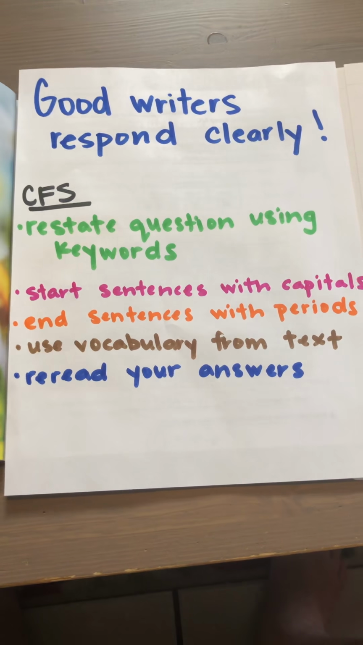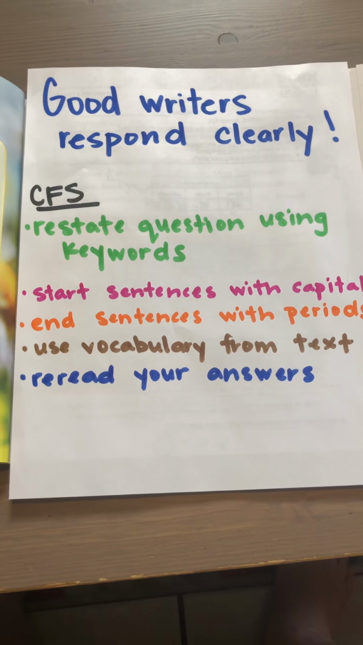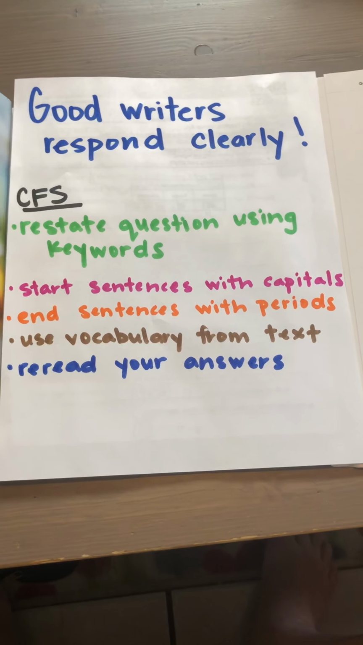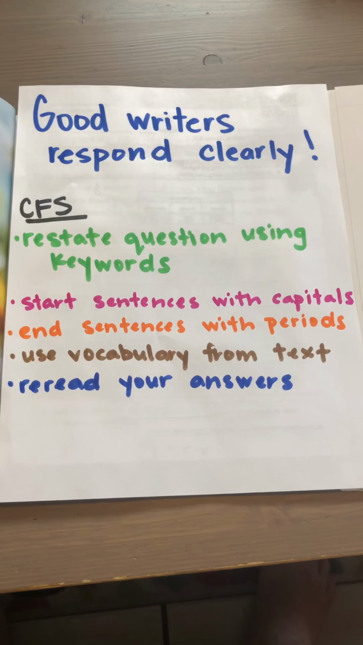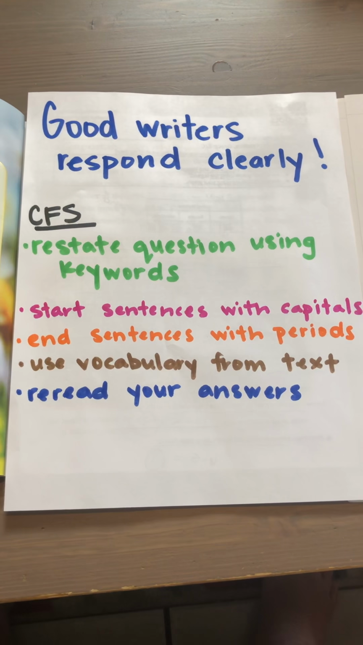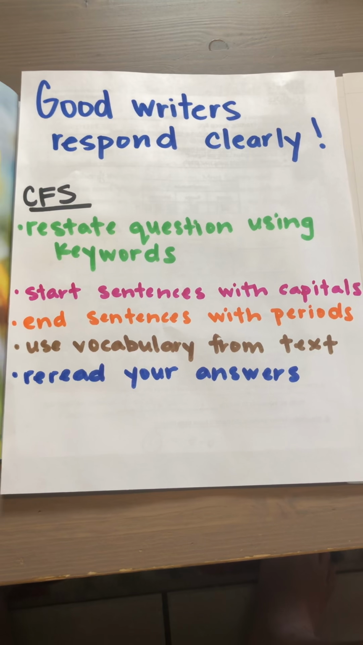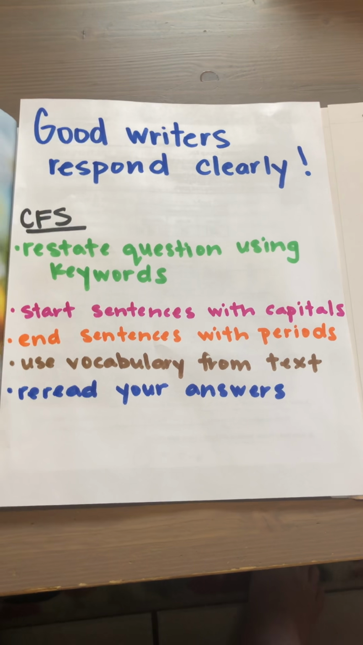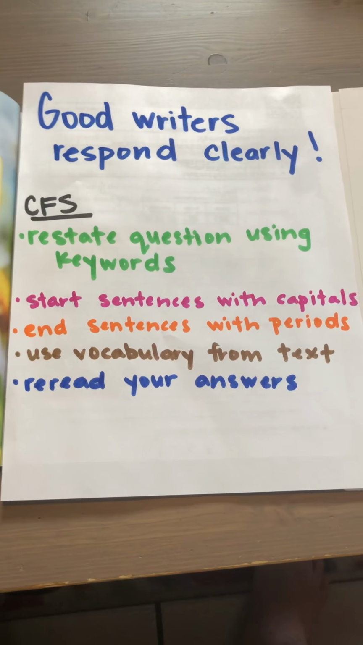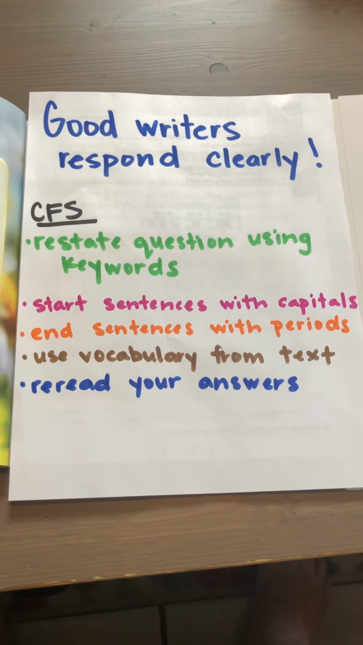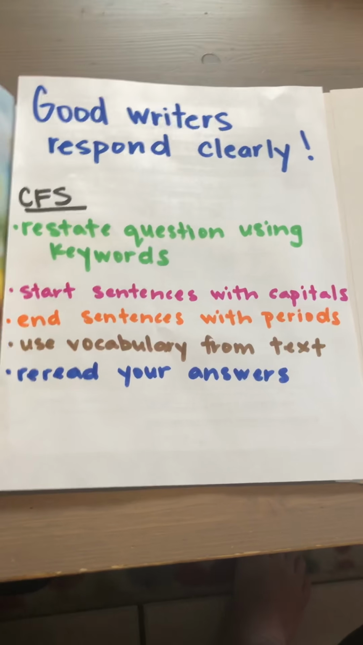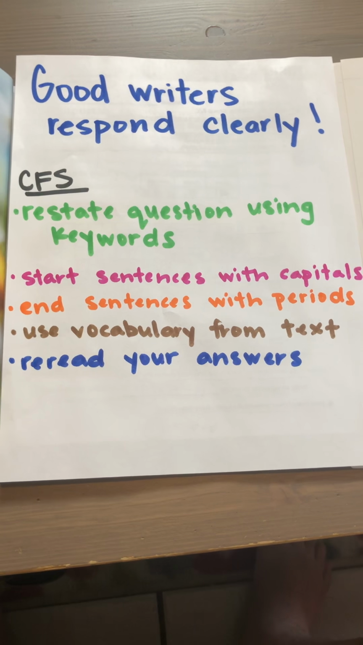Criteria number 1, restate the question using keywords. Criteria number 2, start sentences with capitals. Criteria number 3, end sentences with periods. Criteria number 4, use vocabulary from the text. Criteria number 5, reread your answers. Do they make sense? So we're going to use this criteria today as we practice answering some questions.